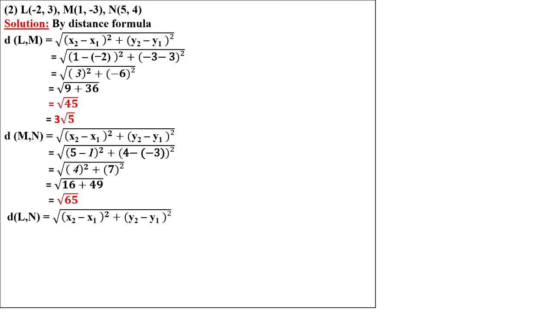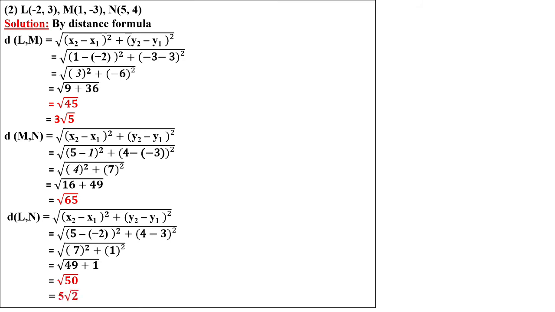Now the next one is LN. 65 cannot be factorized, so we have kept it this way only. Now we'll take the points L and N. Substitute the values. 5 minus minus 2 is plus 5 plus 2, which is 7. 4 minus 3 is 1. The square of 7 is 49, the square of 1 is 1. It became 50, under root 50. We'll check: 50 can be factorized, so we get 5 under root 2.